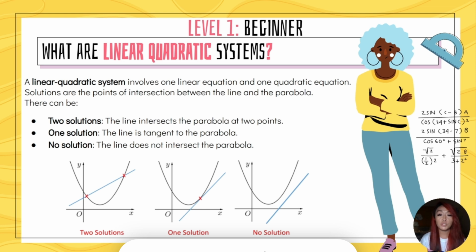There are two solutions if the line intersects the parabola two times. So if you look at the first graph here, here are your two solutions, the two points of intersection. There's one solution if the line is tangent to the parabola. A tangent line means a line that touches the curve once and only once. And there is no solution if the line and the parabola never intersect.